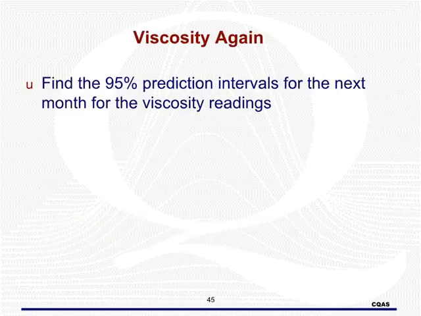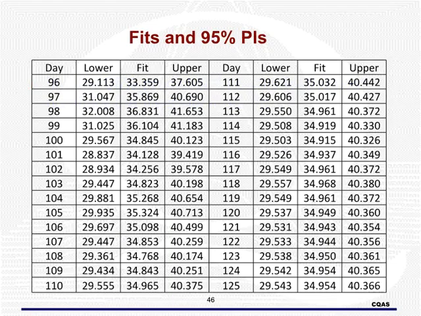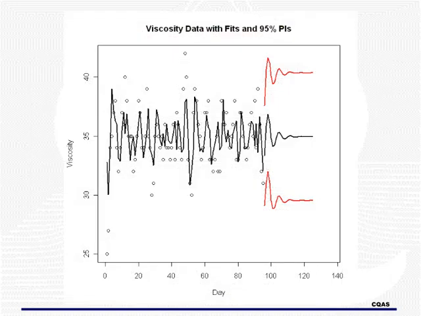Let's go back to the viscosity example and determine the PIs for the next month. Here are the fits and 95% PIs. Now let's plot them and compare with the data. Here is the plot of the fits, forecasts, and PIs.